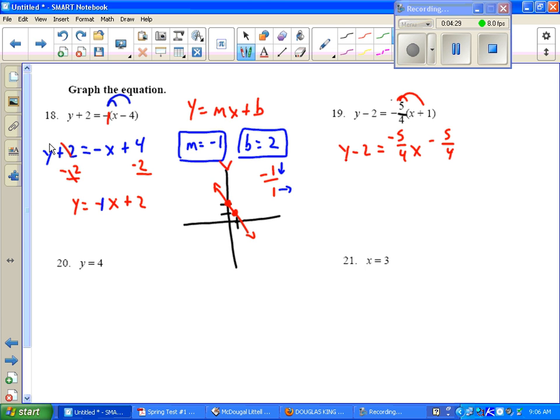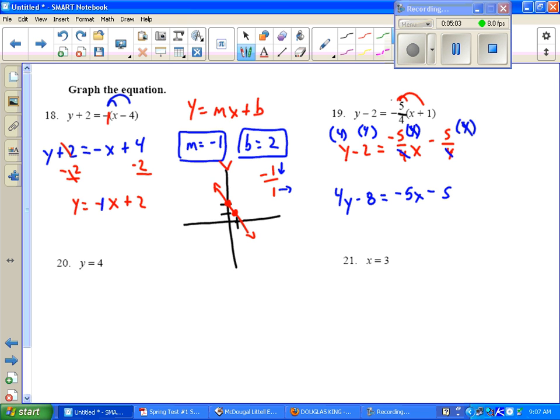In order to get rid of divide by 4, multiply the entire equation by 4. So 4 times y will give you 4y. 4 times negative 2 will be minus 8 equals negative 5 over 4 times 4 will cancel it out and just leave you with negative 5x. And negative 5 over 4 times 4 will cancel out and just leave you with minus 5. So in the next line, you have 4y minus 8 equals negative 5x minus 5.